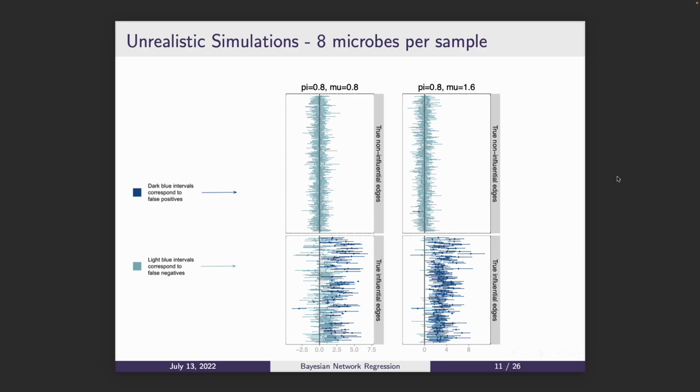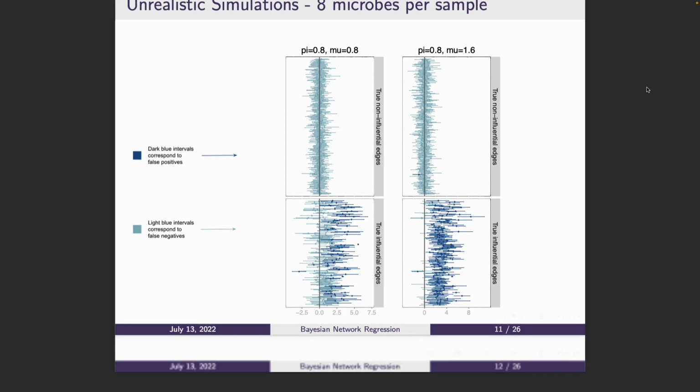Edges found to be influential by the model, defined as having a 95% credible interval that does not include 0, are shown in dark blue. Finding influential edges, the model does slightly worse but still performs very well overall, especially in the case with strong edge effects. There are very, very few false positives, and in the strong edge effect case, not many false negatives either.